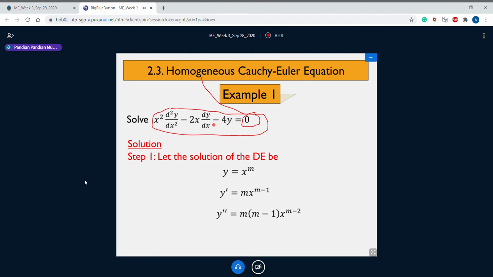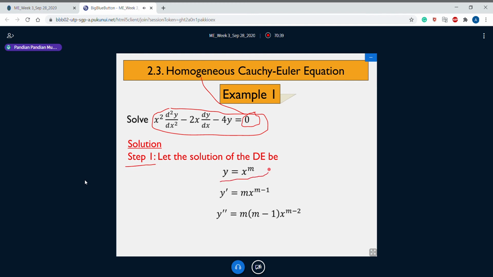B is minus 2, minus A is minus 1, so minus 2 minus 1 is minus 3m, plus C. C is minus 4. So therefore, your auxiliary equation is m squared minus 3m minus 4 equals 0. That is the auxiliary equation. Straight away from the definition, we can get the auxiliary equation m squared minus 3m minus 4 equals 0. But here, they are showing all the steps.